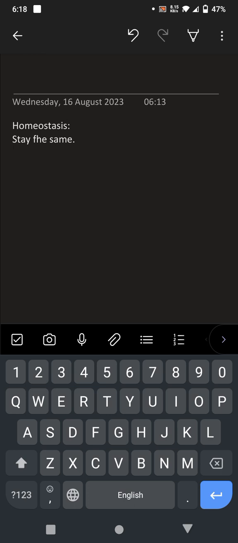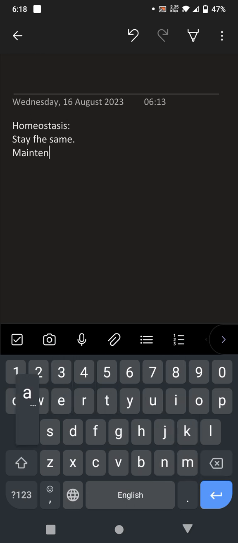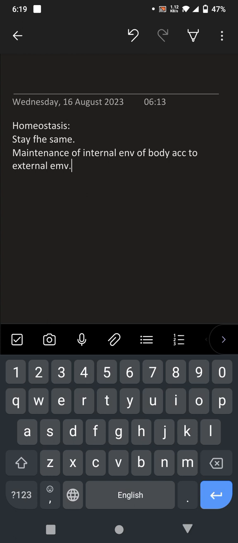Basically, what is the definition of homeostasis? Homeostasis is known as the maintenance of the internal environment of the body according to the external environment. Okay, so we can take the example of winters, when our body is producing heat. Okay, ji. So according to the external environment, our internal environment is maintained. So this is known as homeostasis.